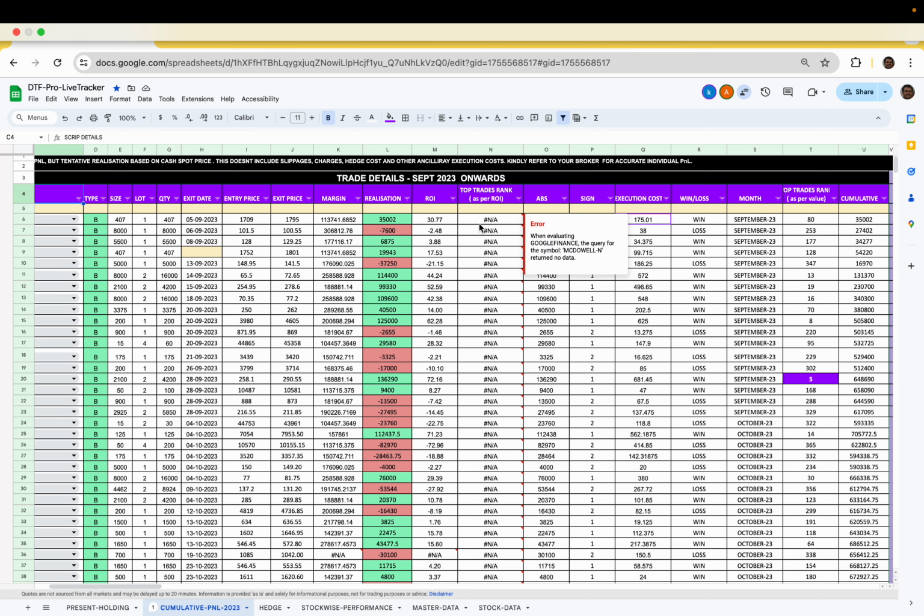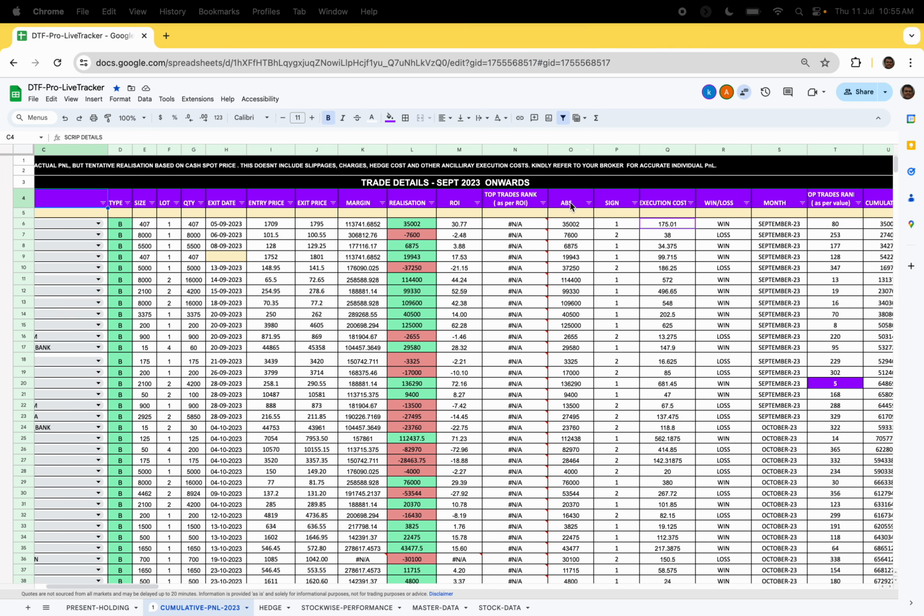will improve drastically. So I thought that I'll make a short video. This is the first part of it. We are going to talk about the present holding as well as how to do the stock wise performance and master data. And as I said earlier also, if you want it, I'll send you the template. Use it. If you get any benefit from it, then I'll be more than happy.